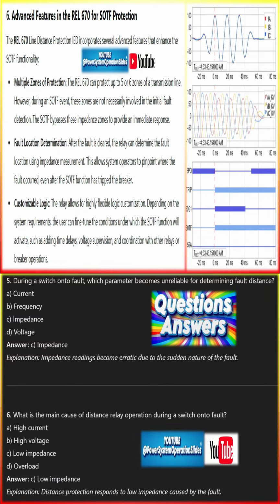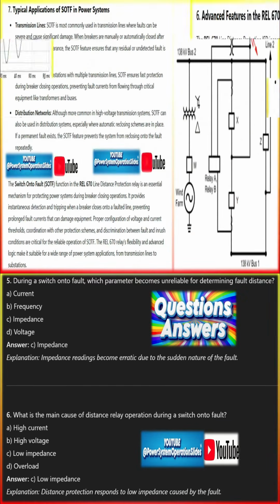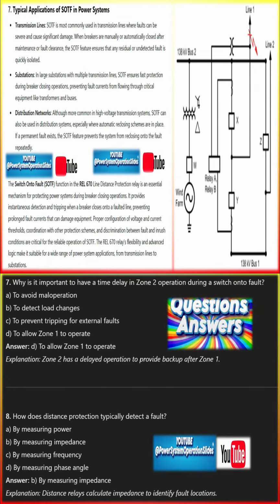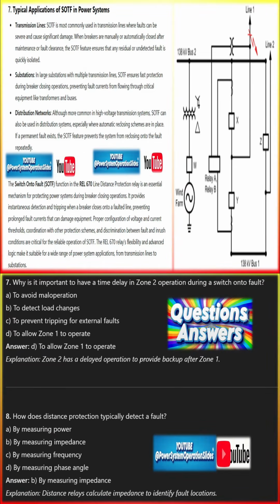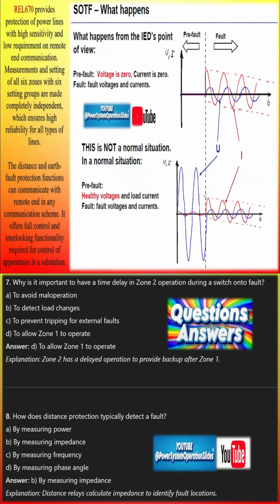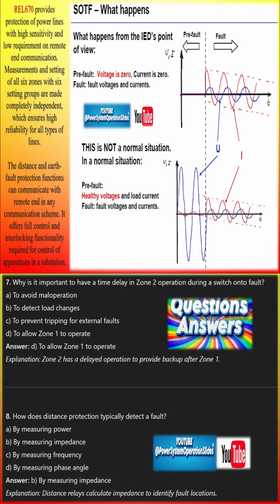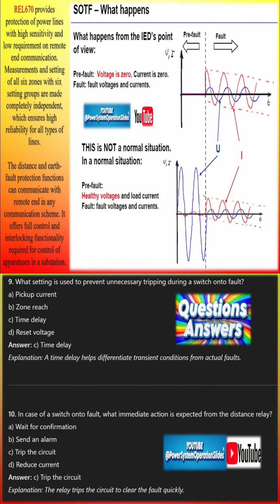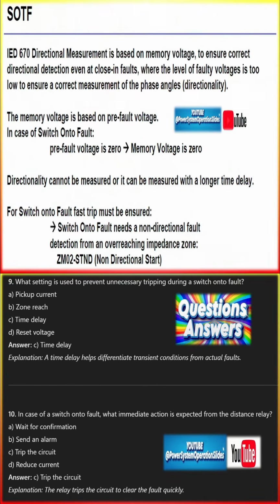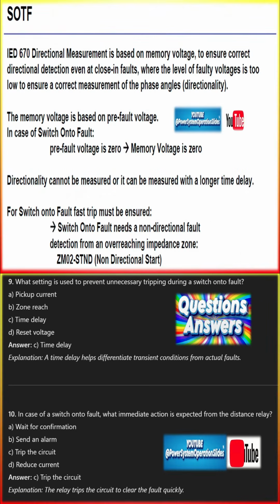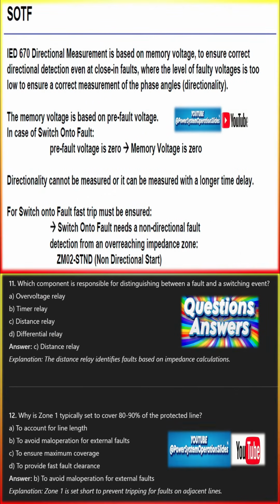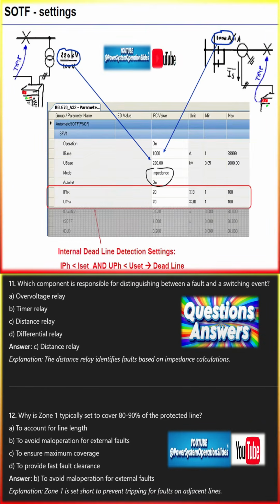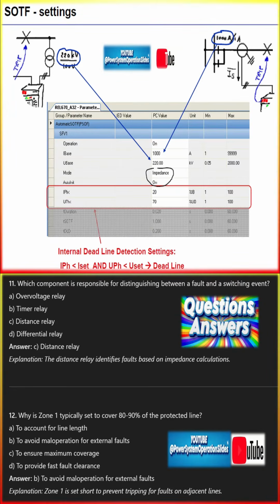Principles of SOTF operation. The SOTF function typically activates under these conditions. Breaker closing onto a fault: when the breaker closes onto a fault, there will be a sudden increase in fault current. Detection of low pre-fault voltage: before the breaker closes, the voltage across the line is usually low, zero or near zero if there is a fault. The relay monitors the line voltage and senses that there is no healthy voltage present before closing the breaker. High fault current on closing: as soon as the breaker closes, if the current rises sharply, indicative of a fault, the SOTF function is triggered.